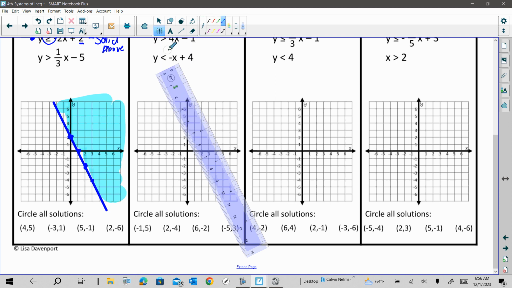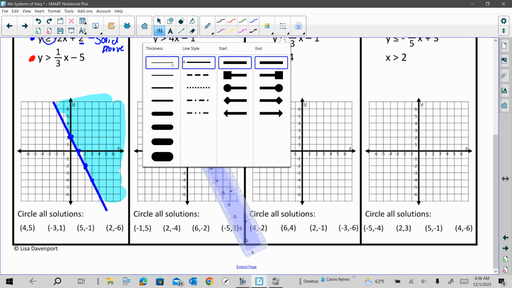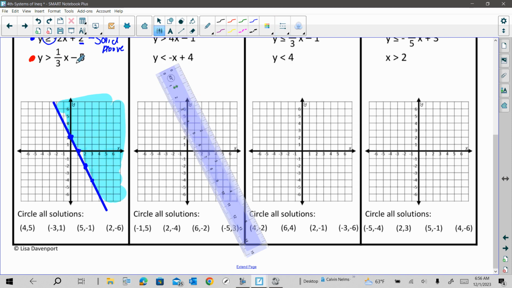Then we're going to graph the second inequality. For this inequality, we're going to start at -5 for the y-intercept, and our slope is 1/3. That means we're counting up 1 to the right 3, up 1 to the right 3, or down 1 to the left 3. And this symbol means we're going to have a dashed line. Because it's also greater than, we're shading above.